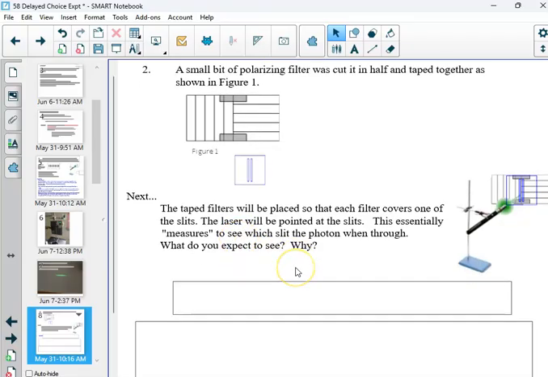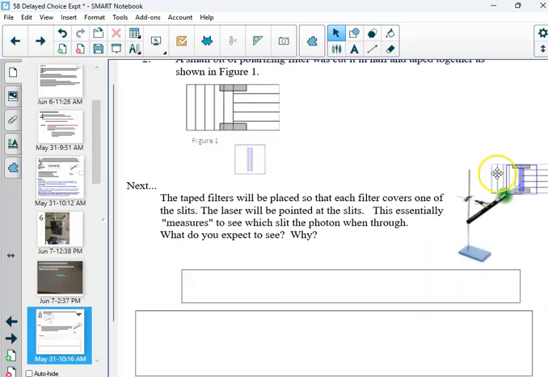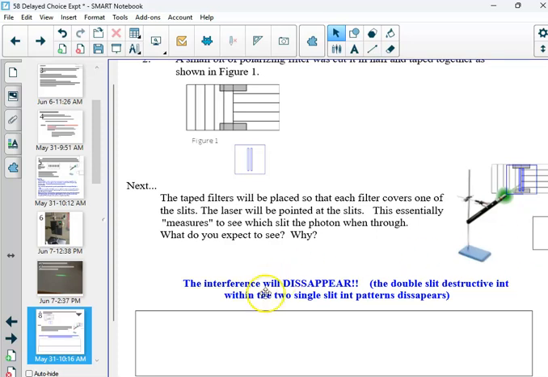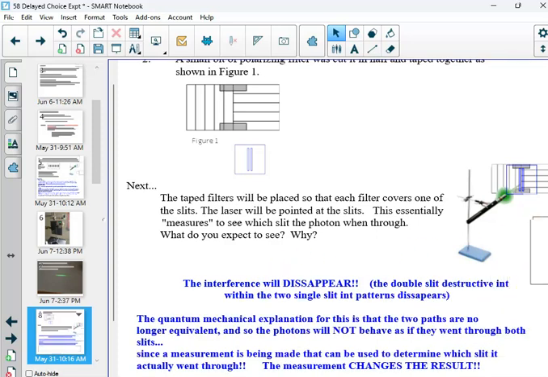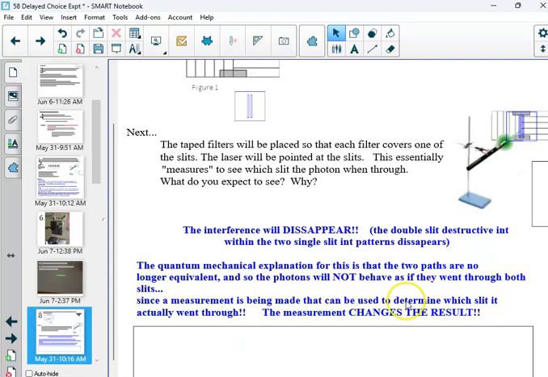Anyways, what would you expect to see? Well, I feel like you'd probably still expect to see the wave interference pattern, but what actually happens is the interference pattern disappears. The quantum mechanical explanation is that the photons can't have gone through each, because you can tell which one they went through, so they can't interfere. And so the measurement changes the result.